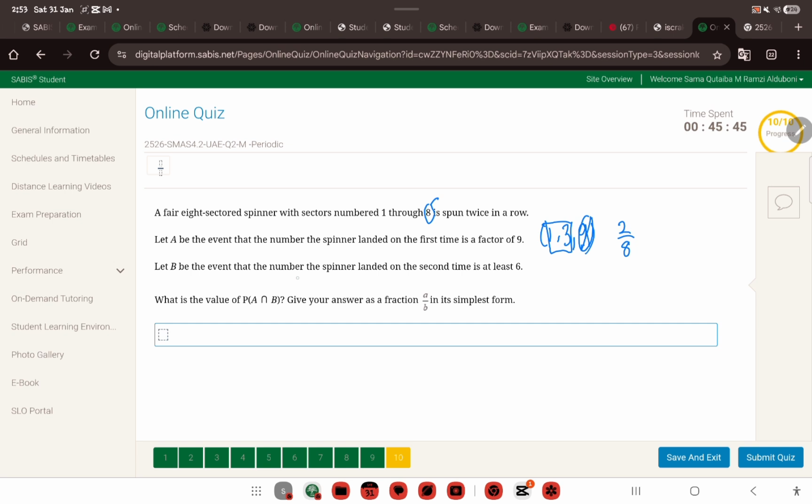Let B be the event that the number the spinner landed on the second time is at least 6. So it has to be 6, 7, or 8. So it's 3 over 8. Because they said it's a fair 8-sectored spinner, it means that it's not biased. The first spin doesn't affect the second one, so the 2 events are independent. To find the intersection of 2 independent events, we find the product of the probabilities. On the calculator, we do 2 over 8 times 3 over 8, in which we will get 3 over 32.